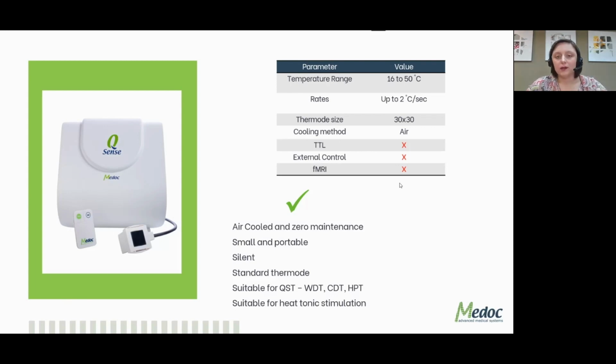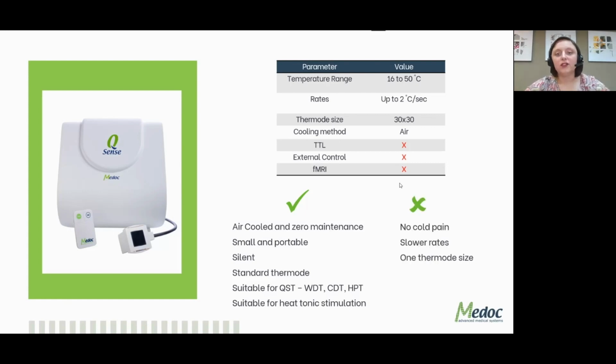And also, most people use the Qsens for quantitative sensory testing, but there are researchers mainly who just want to apply stimulation, just want to hurt people, you know. Just kidding. You just want to apply noxious or non-noxious thermal stimulation on different body sites and see how the patient rates it, how the subject reacts to it, etc. So this is also possible for heat tonic stimulation. As I said, extreme cold temperatures are not really an option with Qsens.